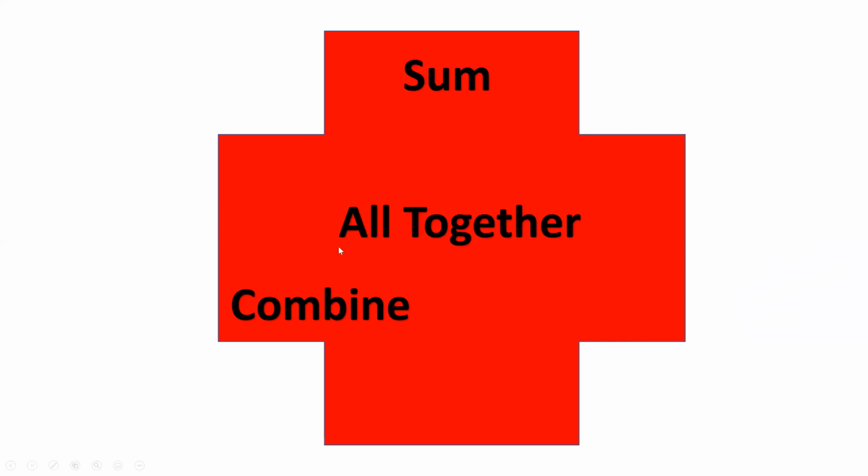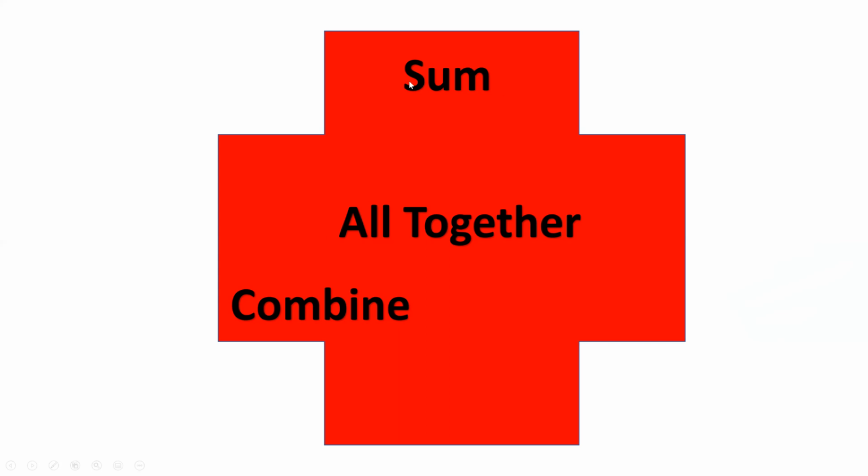Oh, we have two new words, all together. All together is another word we use in math when we want to add in our word problems. So for example, Maxwell has 20 cars and Jonah has 40 cars. How many cars do they have all together? So in that example, I use the word all together, and you are going to add.